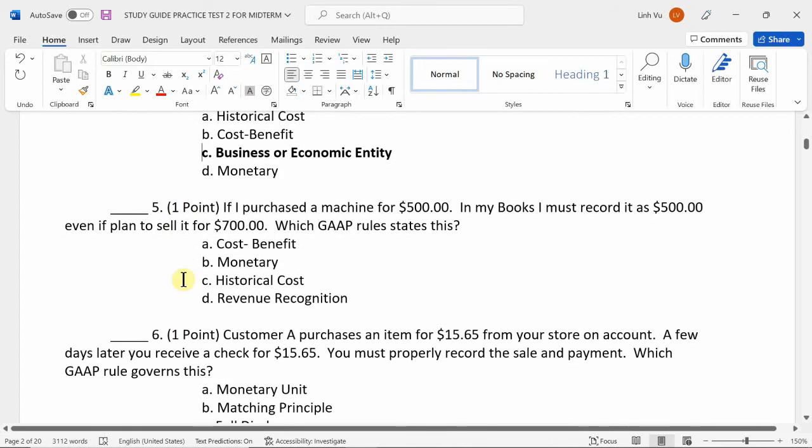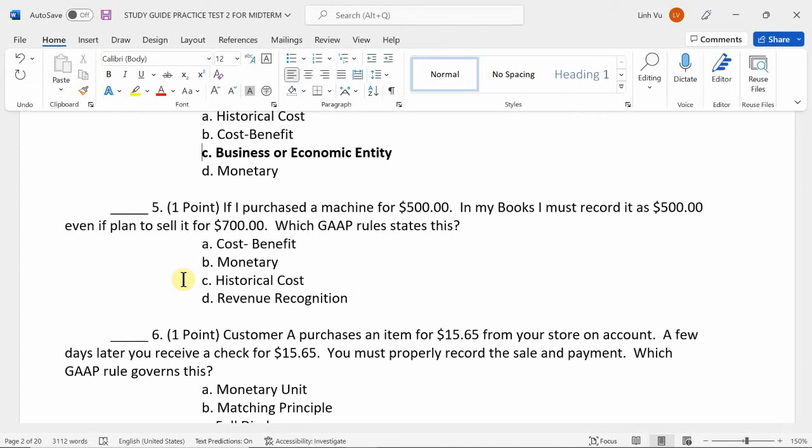Number 5. If I purchased a machine for $500, okay, in my books, I must record it at $500, okay? Even if I sell it for $700, which GAAP rule states this? Okay, so in this case, you're not weighing any options here, so it can't be A. You're not measuring your machine, right?